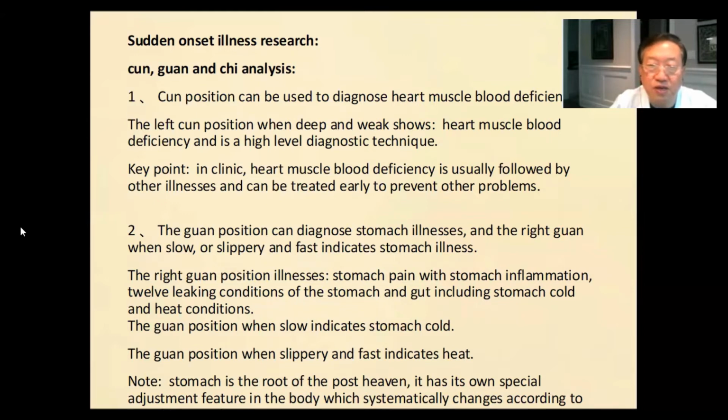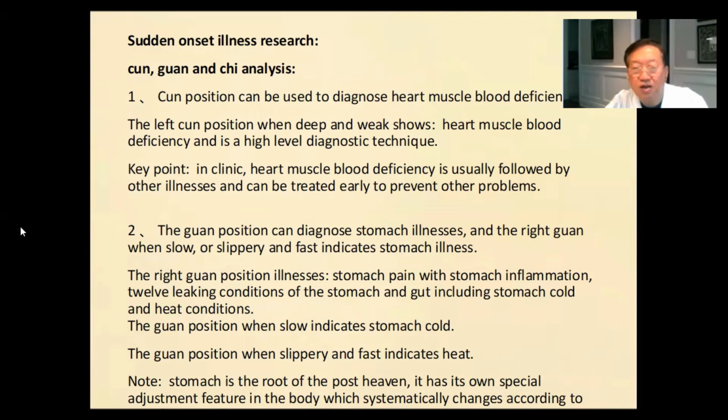2. The Guan position can diagnose stomach illnesses, and the right Guan, when slow or slippery and fast, indicates stomach illness. The right Guan position illnesses: stomach pain with stomach inflammation, 12 leaking conditions of the stomach and gut, including stomach cold and heat conditions. The Guan position when slow indicates stomach cold. The Guan position when slippery and fast indicates heat.